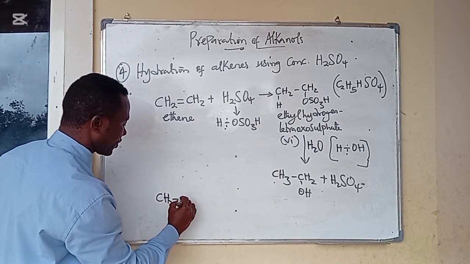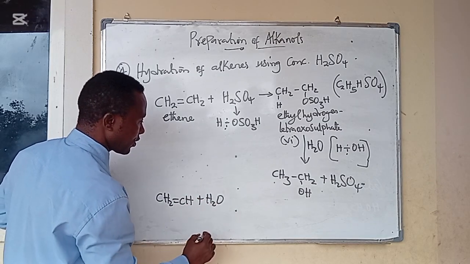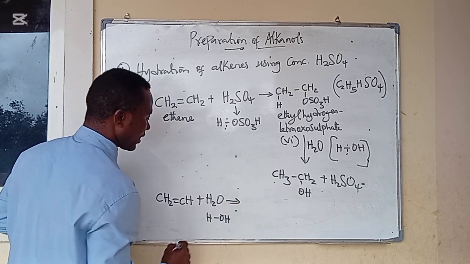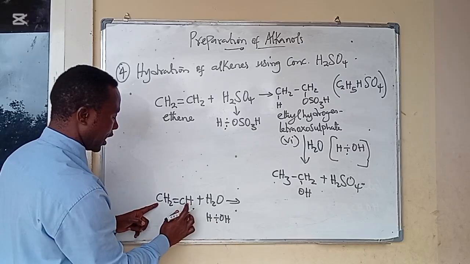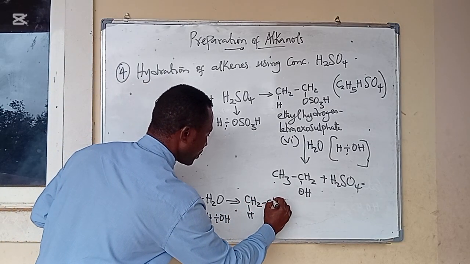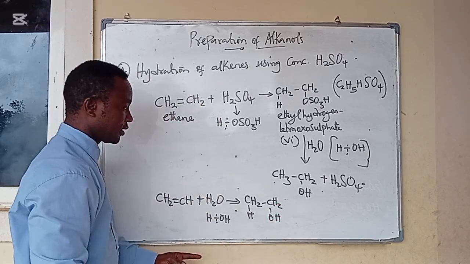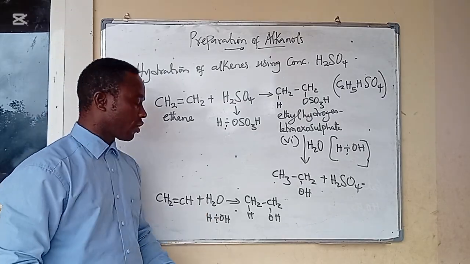Remember, the summary of this reaction can be this. If you want to summarize this reaction, you are adding water, and you know that water is HOH. When you add water, that is hydration. So H adds here, OH adds here, so that you have CH3, CH2, OH. So that is the ethanol. So it's a summary of the reaction.